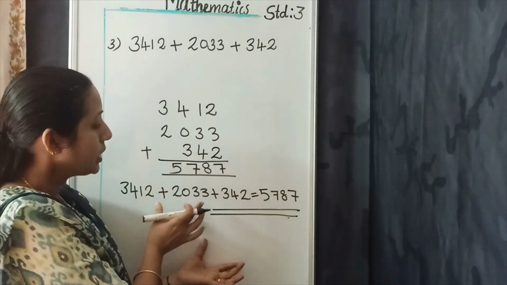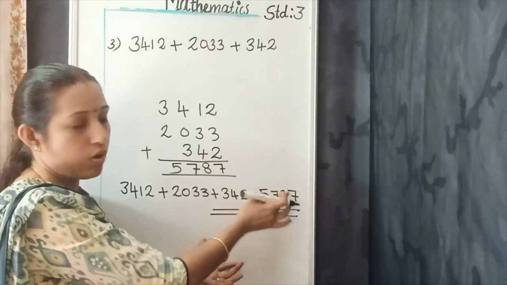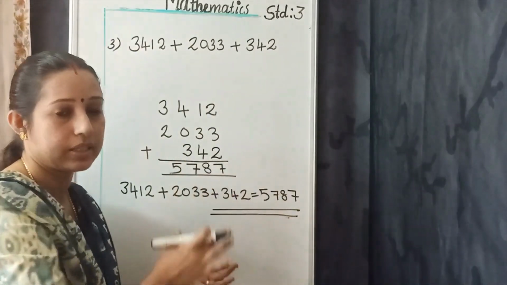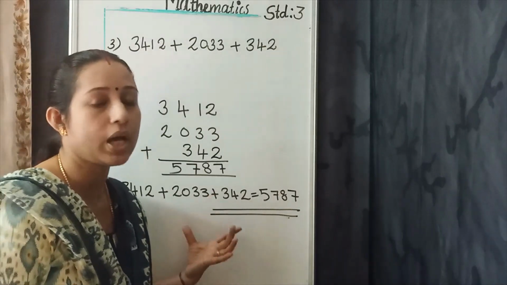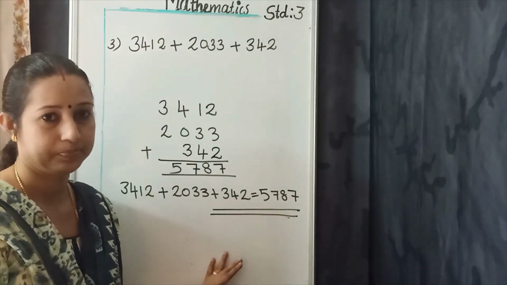Then write this question again, put an equal symbol and write what we get. Now that we write here, this is the correct method, the correct steps to do the addition problem. So all should follow these steps.